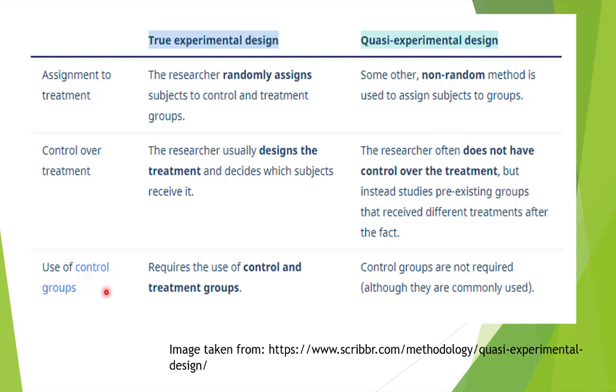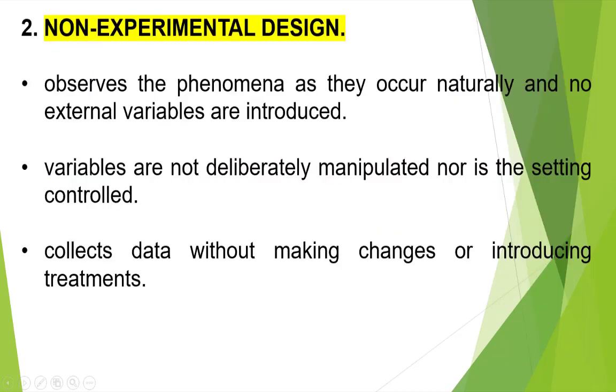In terms of use of control groups, the true experimental research design requires the use of control and treatment groups. So you will be dealing with two groups. Whereas for the quasi, control groups are not required, although they are also commonly used.